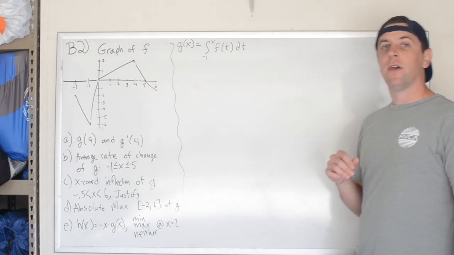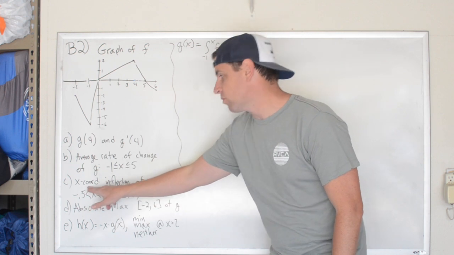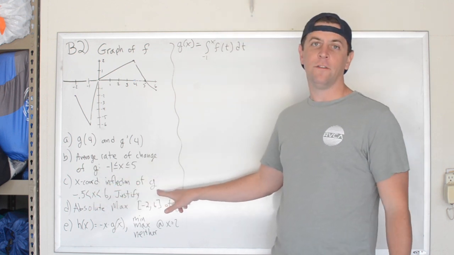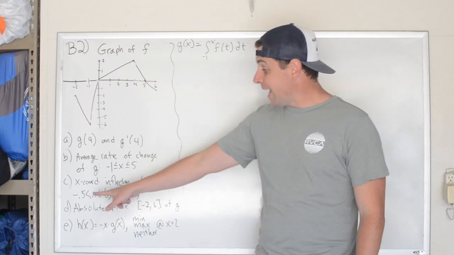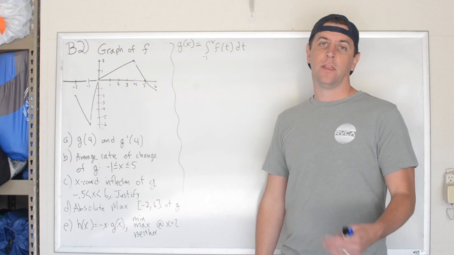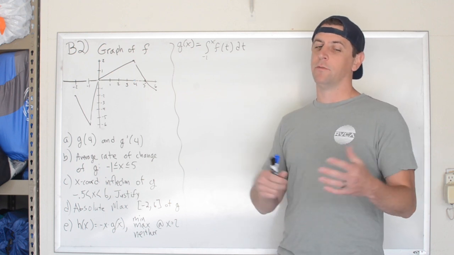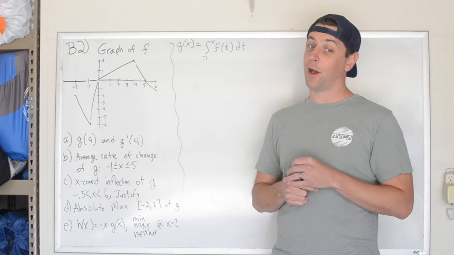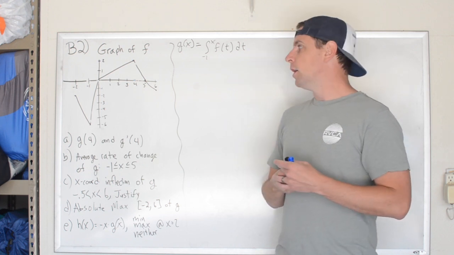On part C, what they've asked us to do is to find the x-coordinate of the inflection point of our g function on the open interval from -0.5 to 6, and they need me to justify my solution. They need me to give you a reason why I know that's true. I can't just say, hey, the answer is 4 because I've done the problem, or I guessed and got lucky.